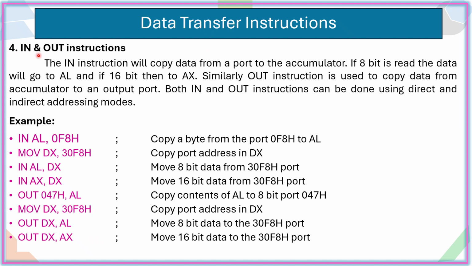Next comes the in and out instruction. The in instruction will copy the data from the port to the accumulator, whereas the out instruction similarly copies the data from the accumulator and moves it to the output port. The instructions are here. So this is how data from this port has been moved to the AL, and from DX it is copied to the port address. It is moved to the DX. Likewise, you can see the other examples of in and out here.